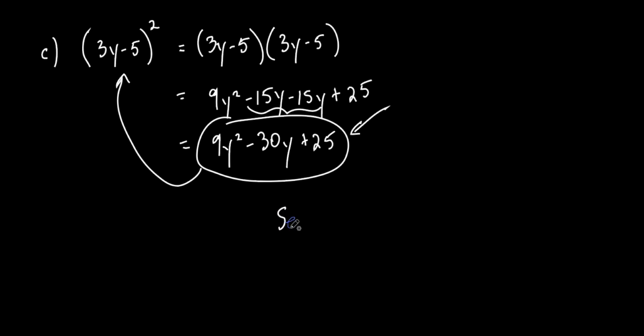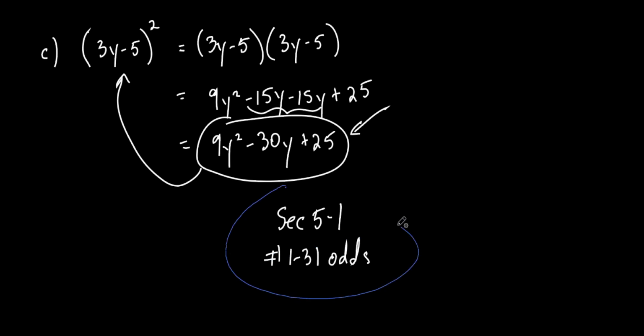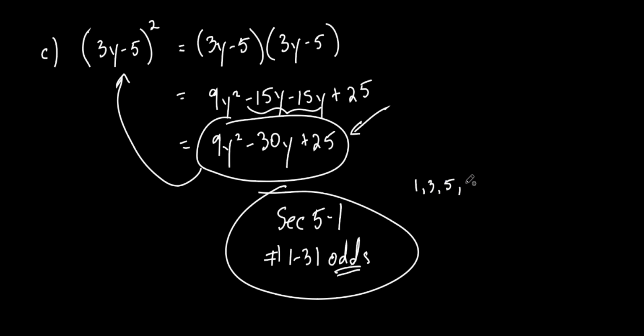So this is section 5-1, and 1 to 31 odds. Odds. That makes it a lot easier. You don't need to do all 31 of those problems, just about half of them. So section 5-1, just the odds. Everybody see that? So what are the odds? 1, 3, 5, 7, 9. Everybody with me? All right, get those done.